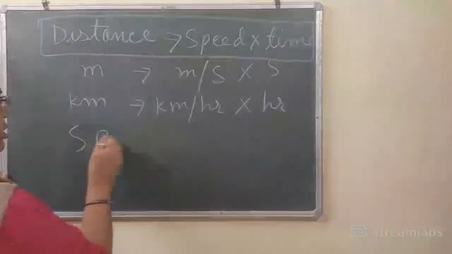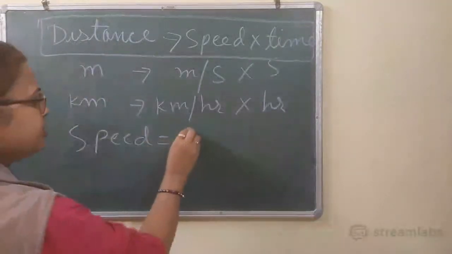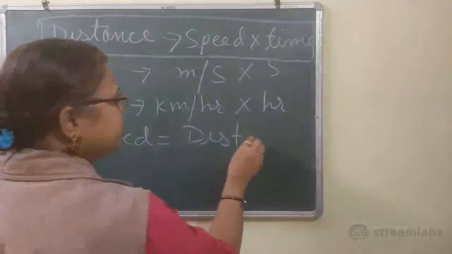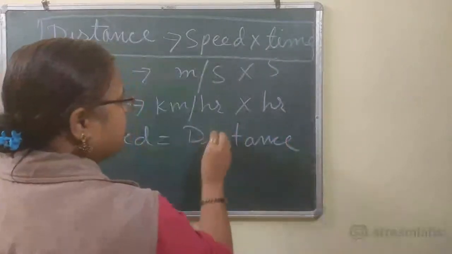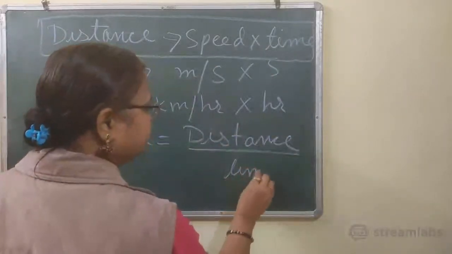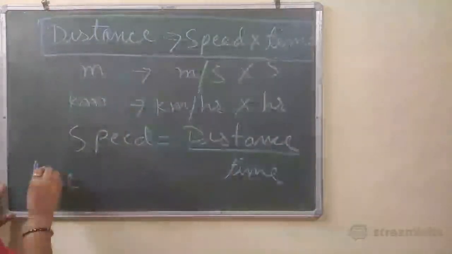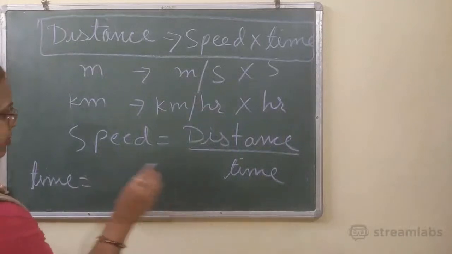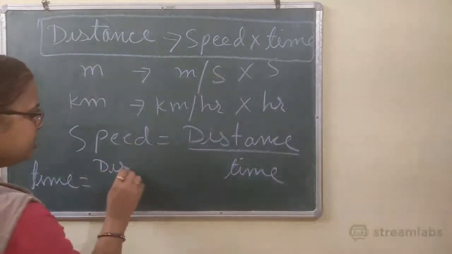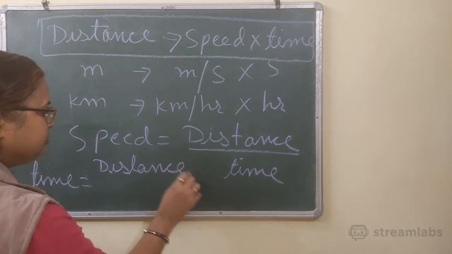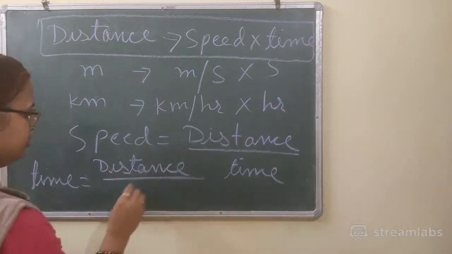If speed is asked in the question, then we write distance by time. And if time is asked in the question, then what do we write? We write distance by speed.